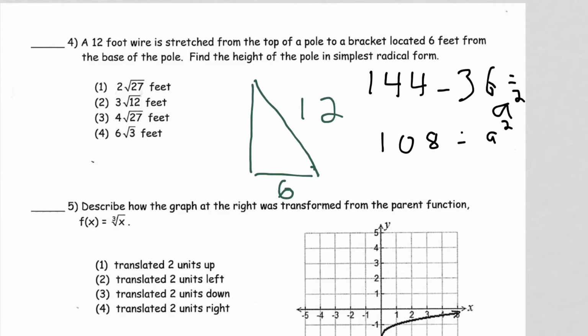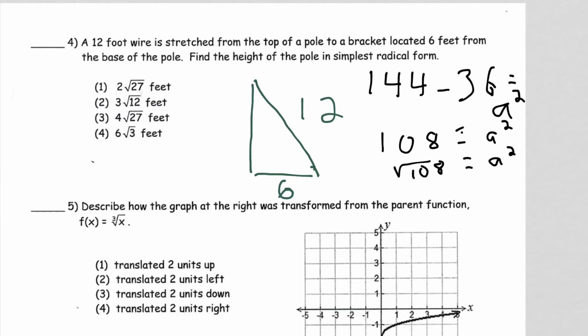So then we take the square root of 108 and the square root of a squared, so the square root of 108 equals a. And some people had a little bit of a hard time with this because they found a perfect square that goes into 108, but it wasn't the greatest perfect square. The greatest perfect square that's a factor of 108 is 36.